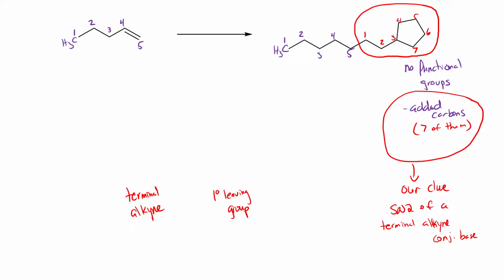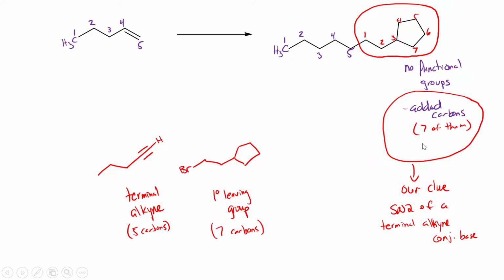I'm going to choose to turn the 5 carbon chain into the terminal alkyne, right? So I'm going to say this is my 5 carbons and this is my 7 carbons. But if you want a challenge, you should go flip those 2 around and see if you can do this synthesis that way. All right, so terminal alkyne with 5 carbons. There we go. That's easily enough done. And then I need my 7 carbon chain with a primary leaving group. Good? Hopefully that makes sense.